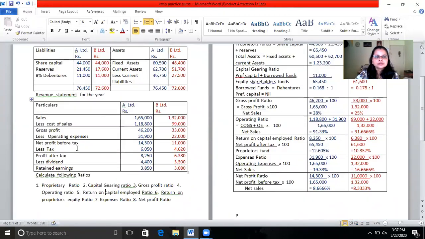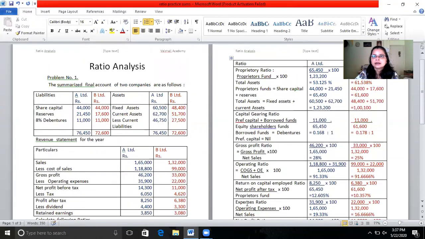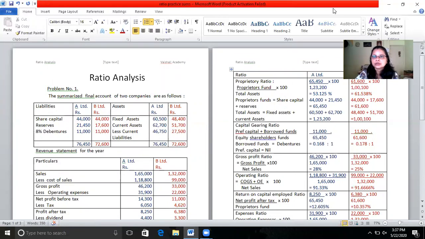The first ratio they have asked is the proprietary ratio. Purposely we have used two colors: for A company we have taken blue color and for B company we have taken red color. The formula will be common for both the companies. What will be the formula for proprietary ratio? Proprietor funds upon total assets into 100. So proprietor funds equal share capital plus reserves, and total assets equal fixed assets plus current assets. As we have not prepared a vertical statement, we have to show the detailed working note of each and every ratio.